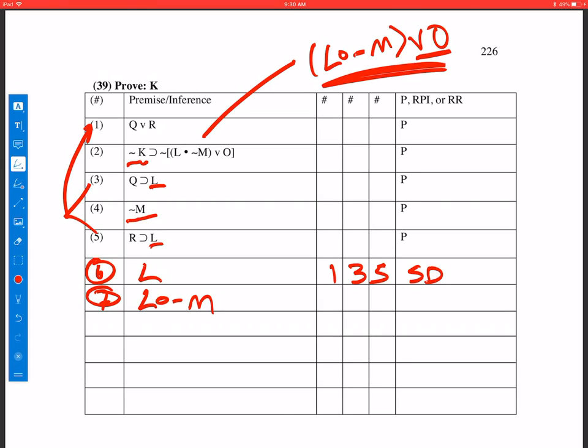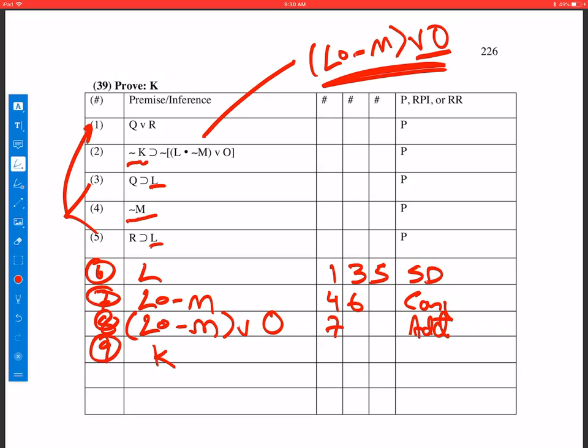Now I can put things together, L and not M, from 4 and 6, conjunction. Now I'll add on or O from 7 by addition, and this lets me do a modus tollens with line 2.